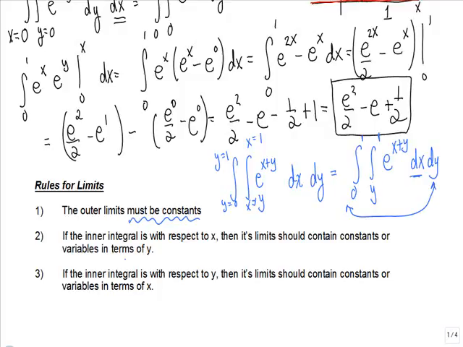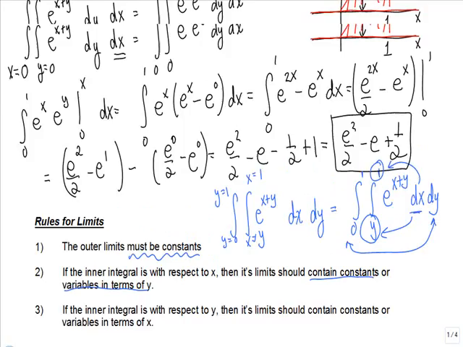So if the inner integral is with respect to x, as the second version happened to be, then its limits should contain only constants or variable functions in terms of y. And so you'll notice in one case I had a constant and the other I had y. So if I'm doing dx, I don't want to see any x's in my final limits of integration. If the inner integral is with respect to y, as it was the first time we did it, then the limits on that integral should contain constants or variables in terms of x only.